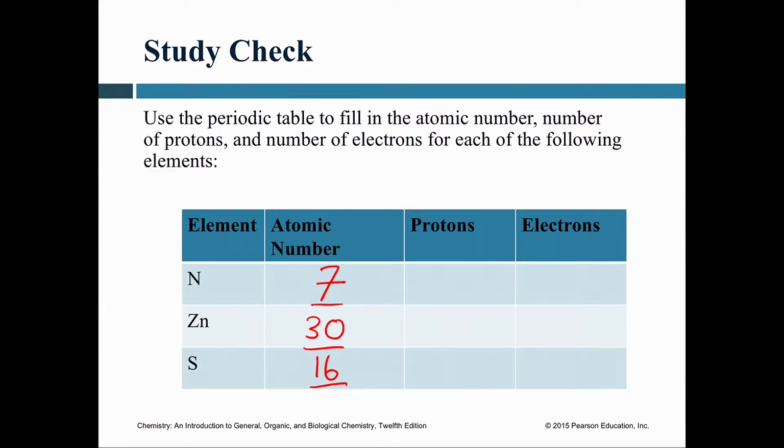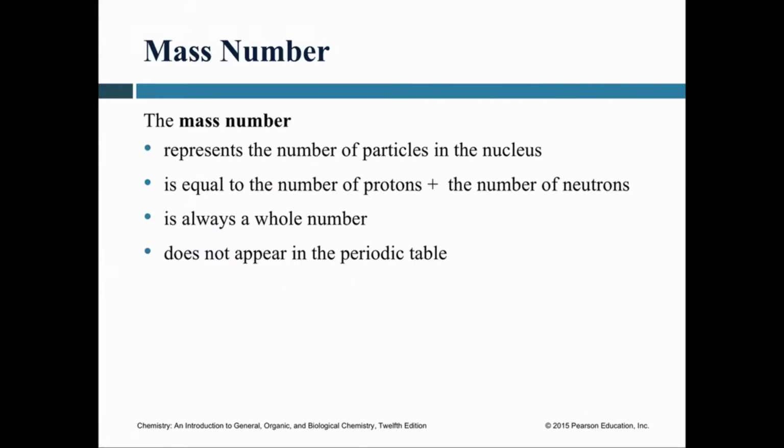So the atomic number is 7, so the number of protons for nitrogen is 7. The number of protons for zinc must be 30, and the number of protons for sulfur must be 16. Remember, atomic number equals protons. Okay? Now, these are elements, so these must be neutral. So the number of electrons for nitrogen is 7, electrons for zinc is 30, electrons for sulfur is 16. Remember, atomic number equals the number of protons, and protons equal electrons in atoms. We're talking about elements here. I know from the question, it's right here. So therefore, I'm talking about atoms. Atoms are always neutral.